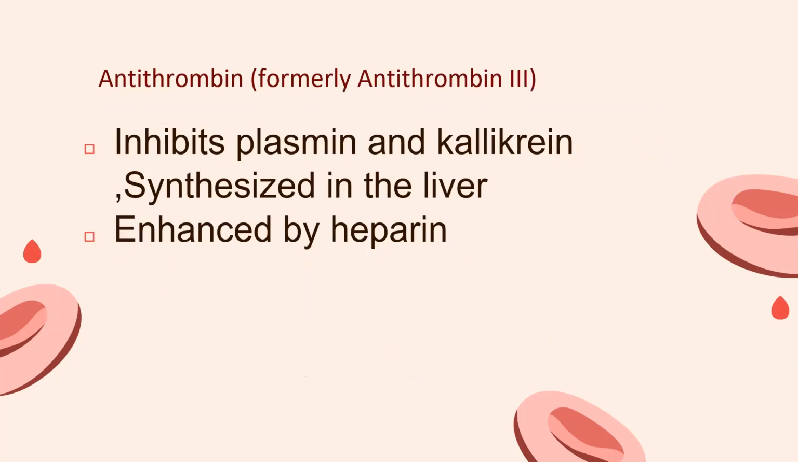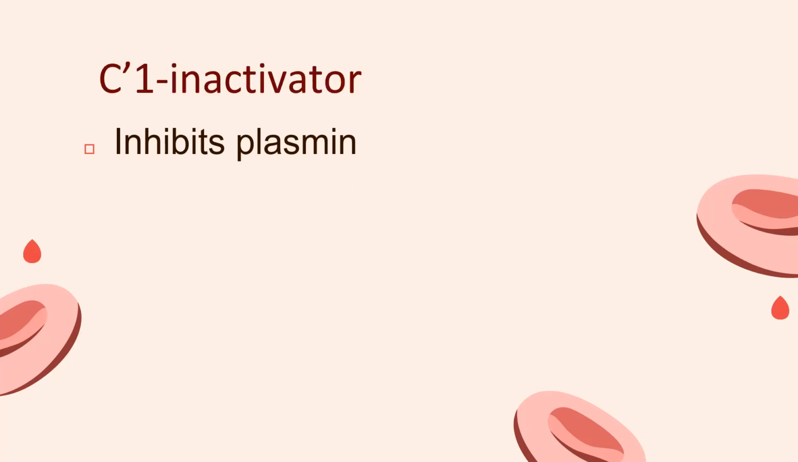We also have antithrombin, okay, or formerly known as antithrombin 3. So this one inhibits plasmin and kallikrein, okay, synthesized in the liver and enhanced by heparin. So inhibits plasmin and kallikrein. Yes. So si plasmin, so we know the function of the plasmin, si kallikrein. If you forgot na, si kallikrein is involved in the intrinsic pathway. Okay? So si antithrombin, it hinders the activation of your intrinsic pathway. Okay, we also have what we call C1 inactivator. So this one also inhibits plasmin.